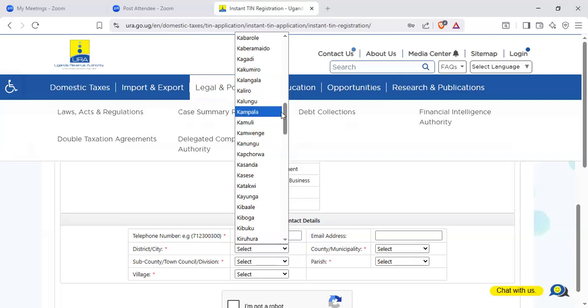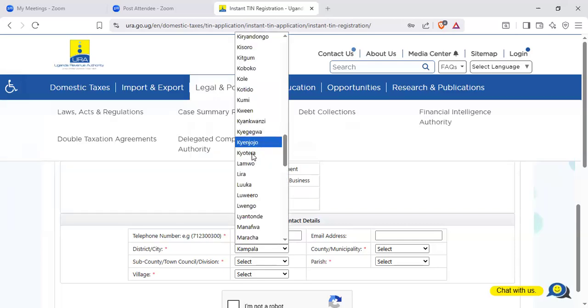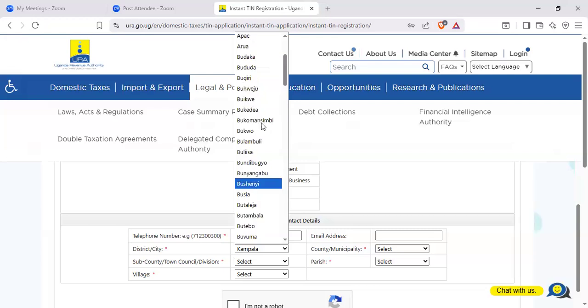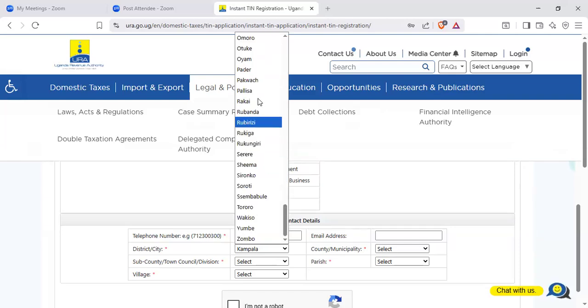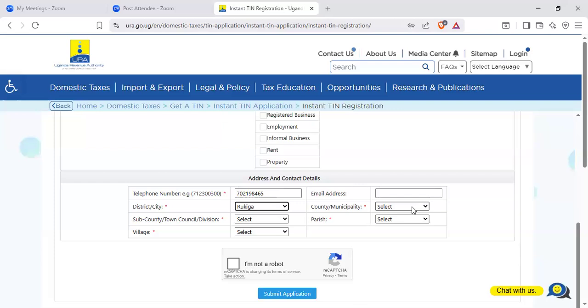So I can select, let's say, Kampala. Then, if you select, let's say, Rukiga. Some of you know Rukiga is just the language, but we have a district called Rukiga. So you can select Rukiga. It is here, Rukiga. After selecting Rukiga, you select the municipality. It is still Rukiga.